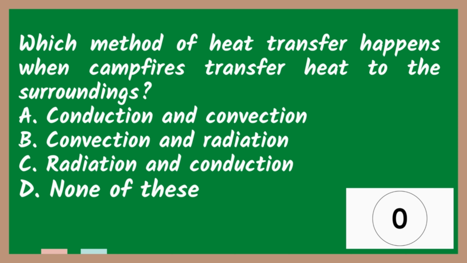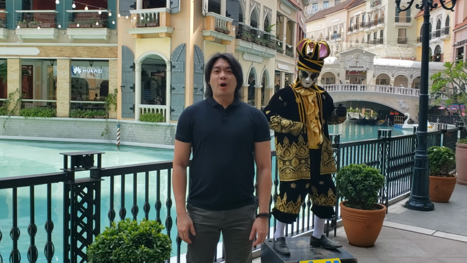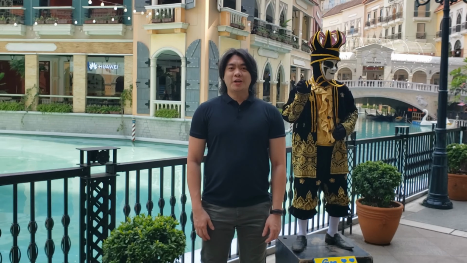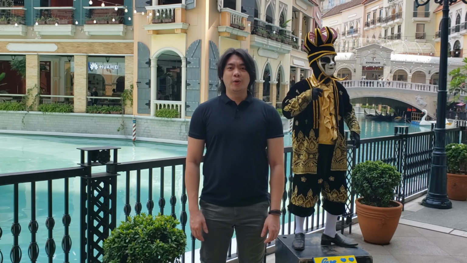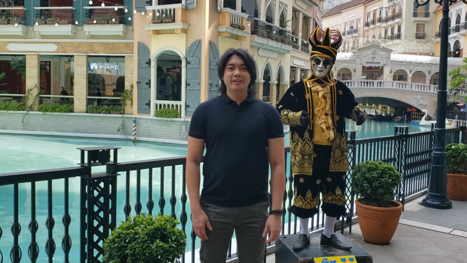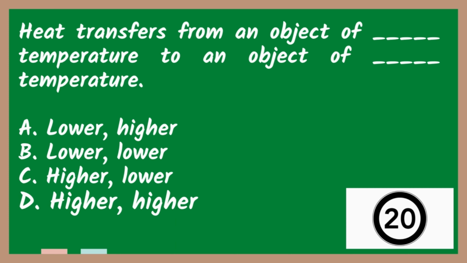Convection and radiation. Heat transfers from an object of blank temperature to an object of blank temperature. A. Higher, higher. B. Higher, lower. C. Lower, higher. D. Lower, lower. The correct answer is B. Higher, lower.